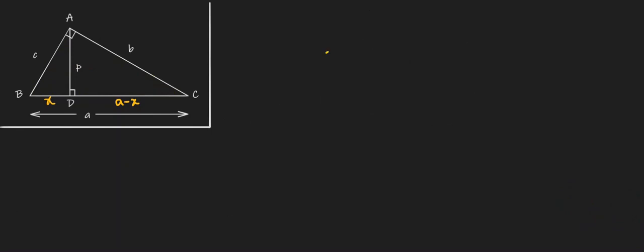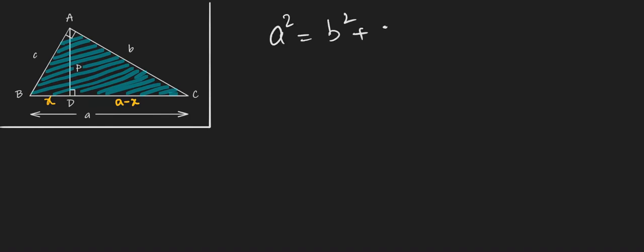Now we can also prove this using a second method. In the right angled triangle ABC, we know that A square is equal to B square plus C square as per Pythagoras theorem. Let us name this equation 1.